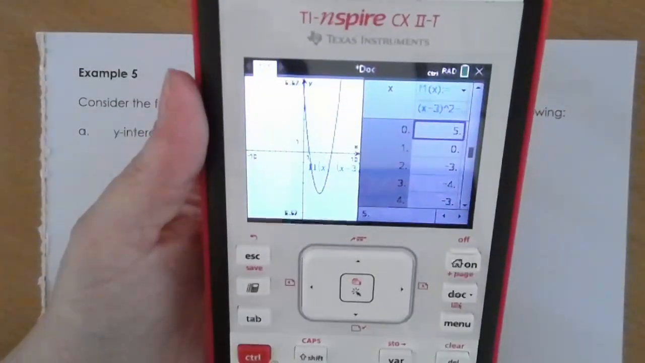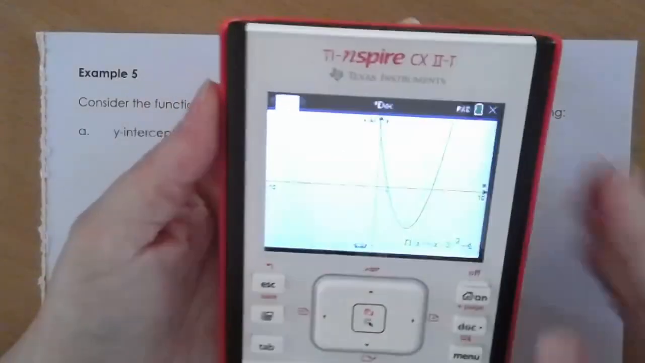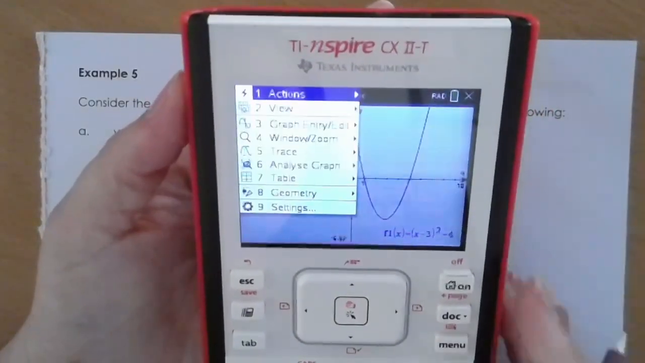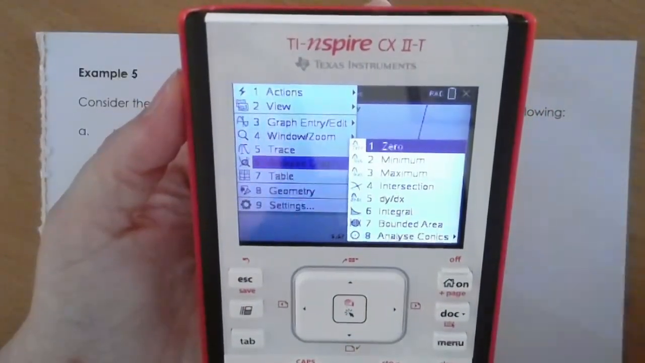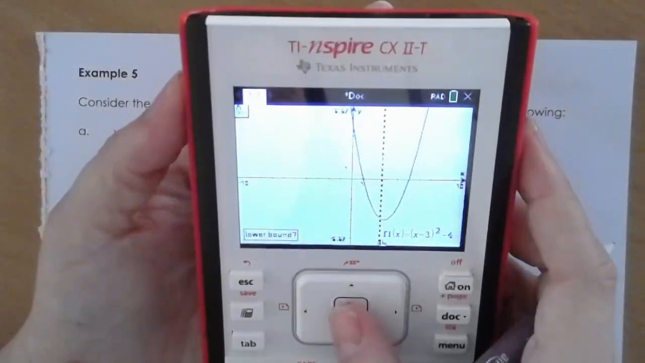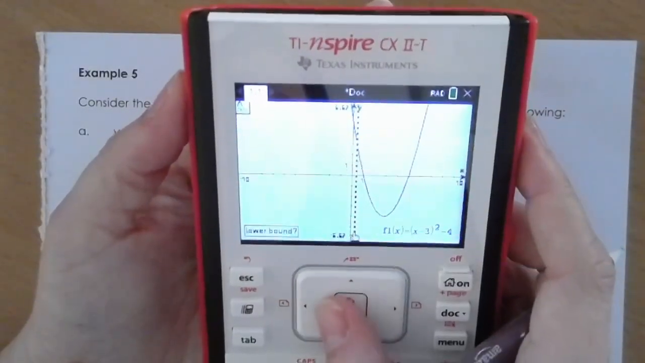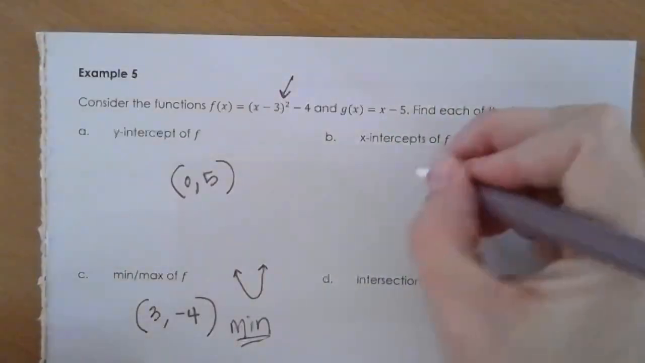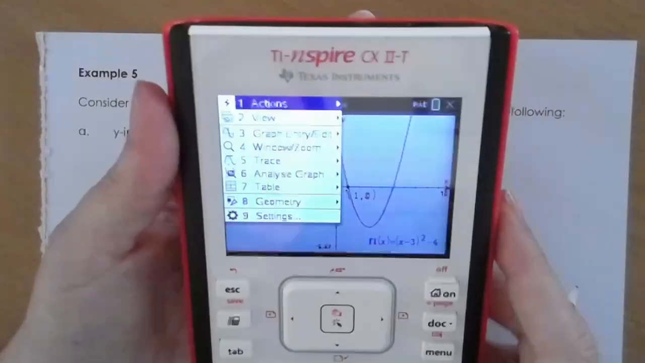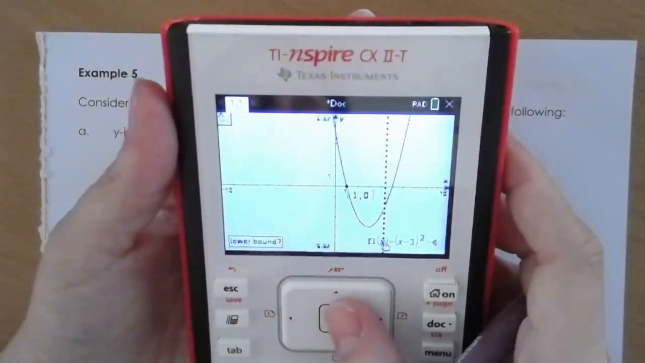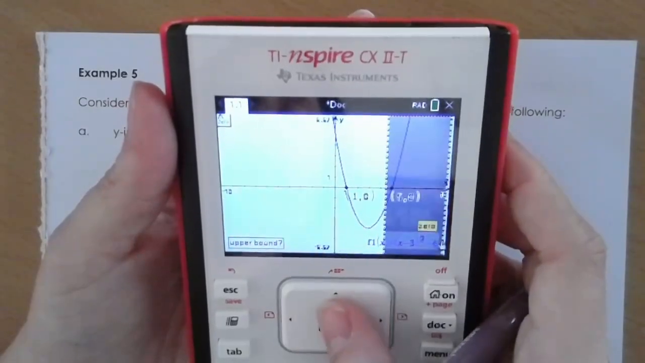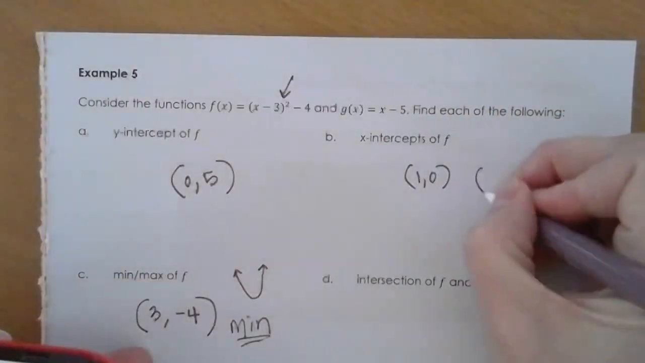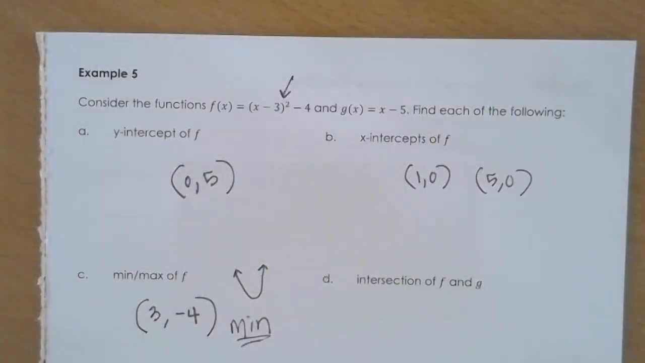So I'm going to do Control T again and get rid of this. And I'm going to do the same thing we've done before. So menu, analyze graph, number 6, and we're going to find the zeros. And we're going to go to the left side of that x-intercept right there, and then the right side, and that is at 1. So we have an x-intercept at (1, 0), and then we do the same thing to find the other one. So menu, 6, 0, go over to the left side of that, enter, right side of that, enter, that's at (5, 0). So we have 2 x-intercepts on that one.